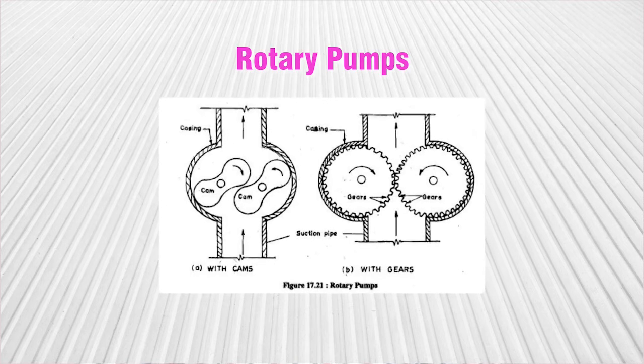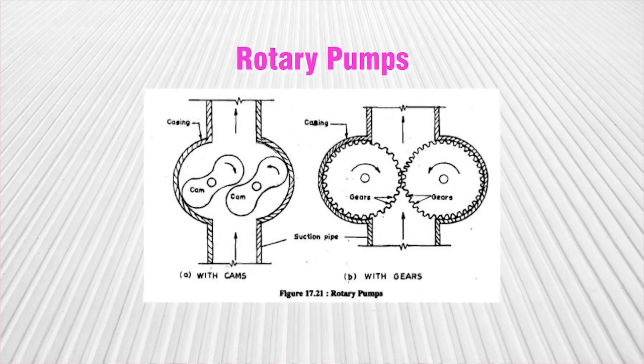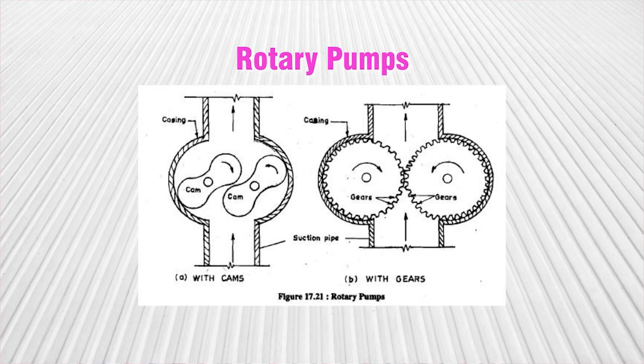In figure 17.21, schematics of rotary pumps are given, where you can clearly see that the rotating motion can be caused by either the cams or gears.